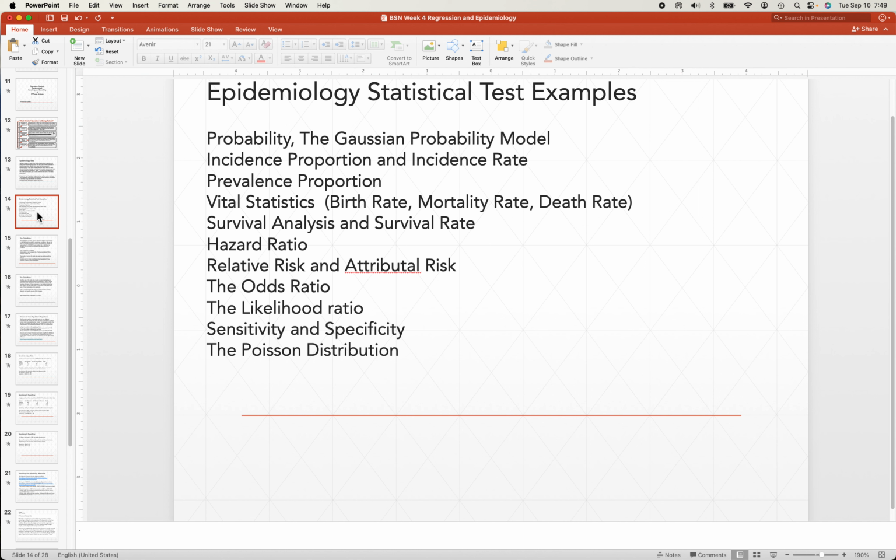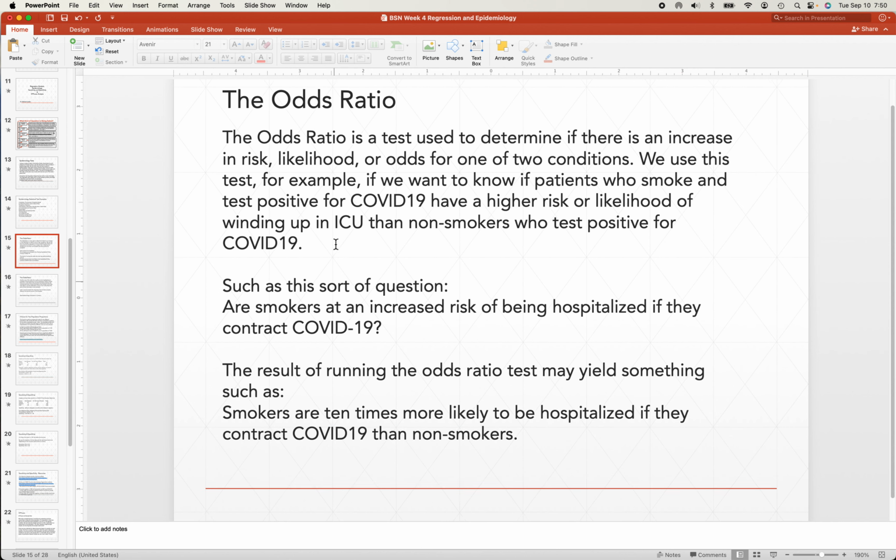You will find research literature having to do with survival analysis, survival rates, for example, of having a particular disease, hazard ratios, relative risk, attributable risk, odds ratio, like I mentioned before. I also put sensitivity and specificity in this group, and we'll cover that. And you might also see something called the Poisson distribution. All these tests are just simply examples of tests that I put into this group.